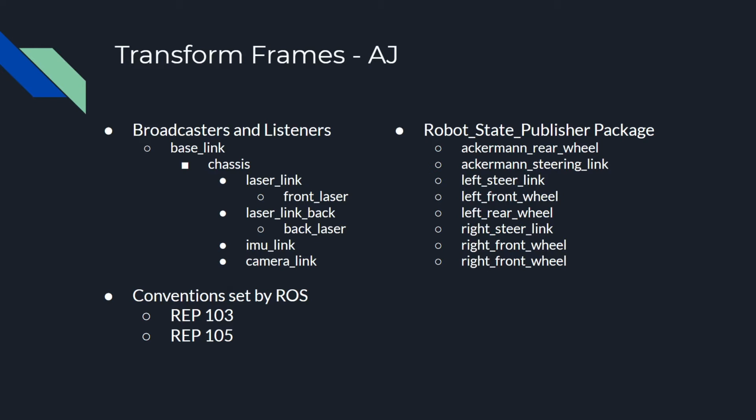The robot state publisher package handles the frames listed. It uses the description specified in our URDF and the joint positions from joint state publisher to calculate the forward kinematics of the robot and publishes the results via transform frame. All the frames listed are also connected to chassis itself.